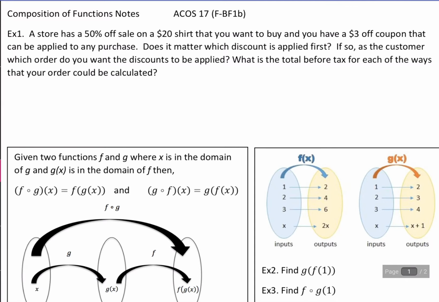All right, suppose a store has a 50% off sale on a $20 shirt, and then you also have a $3 coupon. Does it matter which discount is applied first?